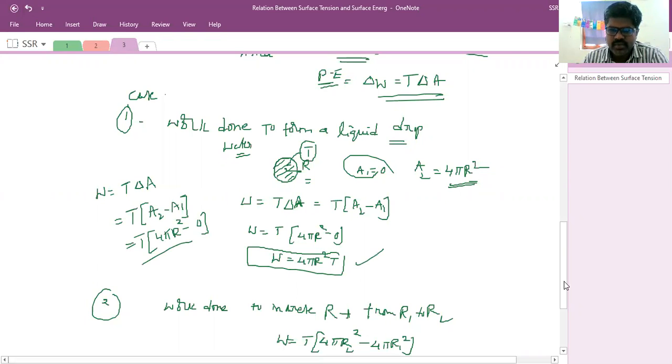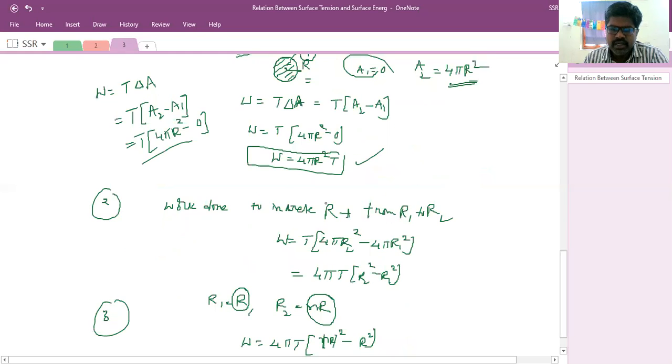That we have done. Next, work done to increase the radius from R1 to R2. So W is equal to T into A2 minus A1, that is T delta A. So T into A2, which is 4 pi R2 square, the final area, and A1 is 4 pi R1 square. So that is T into 4 pi R2 square minus 4 pi R1 square. So this is 4 pi T into R2 square minus R1 square.